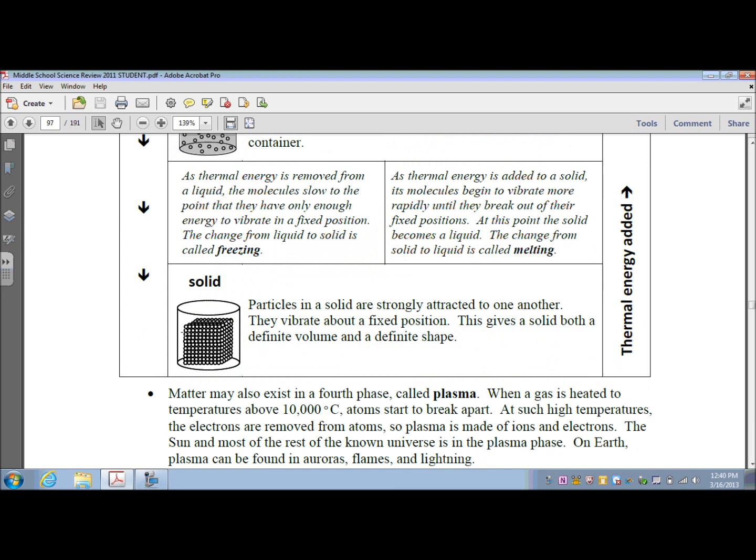The third state of matter is solid. Particles in a solid are strongly attracted to one another. They vibrate about a fixed position. This gives a solid both a definite volume and a definite shape.